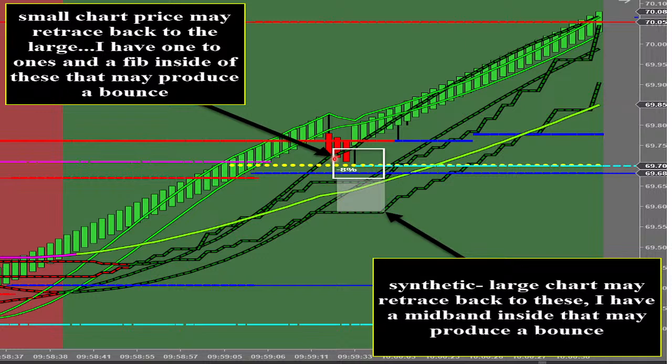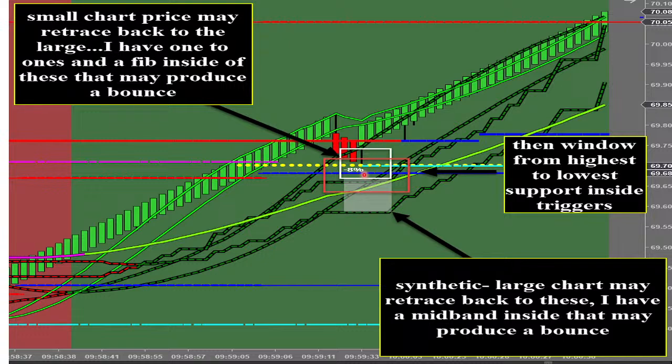Both can become a correction point. So your small chart price may retrace back to these large triggers. I have 1-to-1s and a fib inside. These may produce a bounce to go with the market. My synthetic triggers, the large from the large chart, are down here. And I have a mid-band inside, and that may be a bounce point. So what I have is large, synthetic, areas within. And it's these areas within where I expect price to fail, where I expect that small crowd to fail, where I'm looking for the bounce to get into the market with momentum, with a clear path, with the trend. So this is kind of how your precision comes to play, guys.